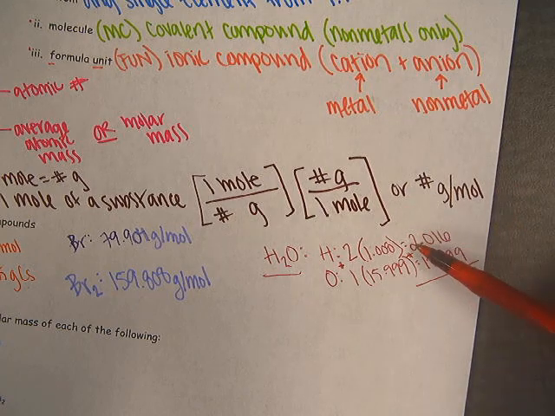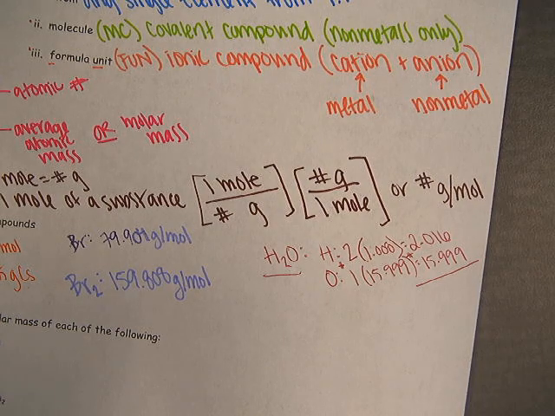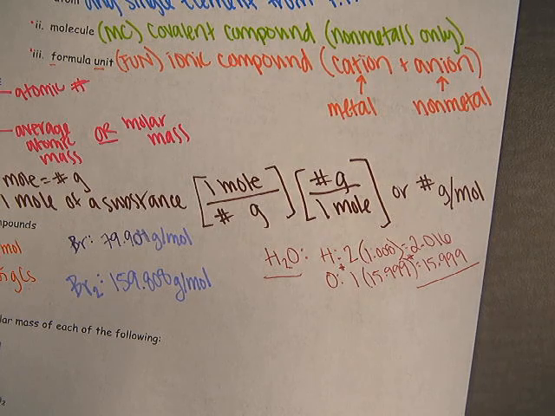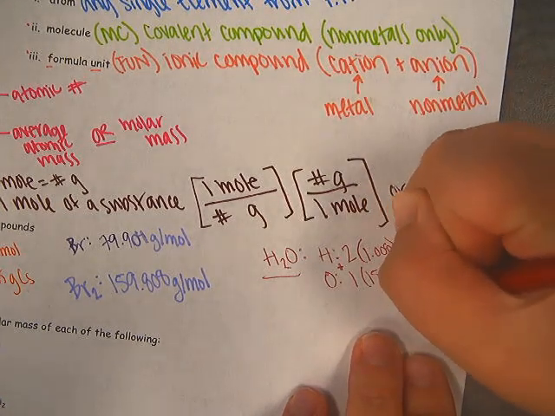So if you add those two together, 2.016 plus 15.999, I'll give you a second to do that. And then because this is molar mass, we're going to keep all of the decimal places. So what did we get when we added those two numbers together? 18.015. Do we agree? Yes.